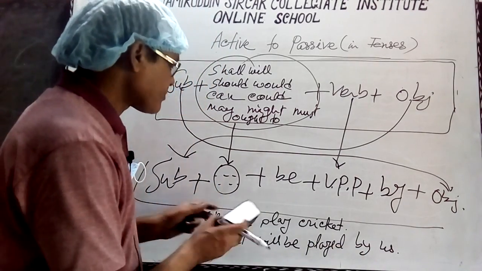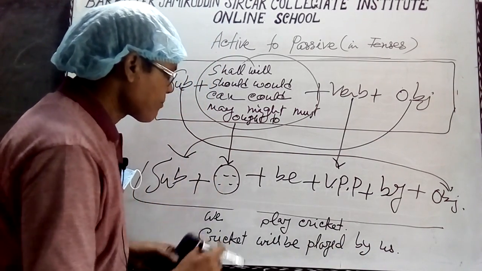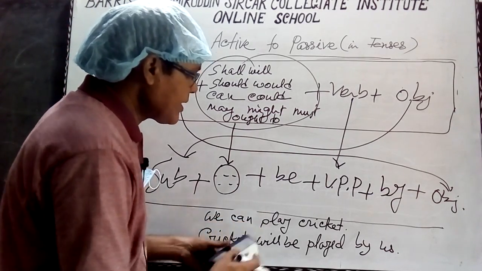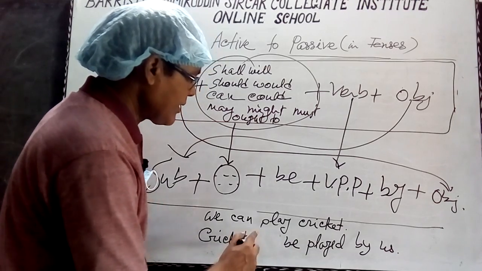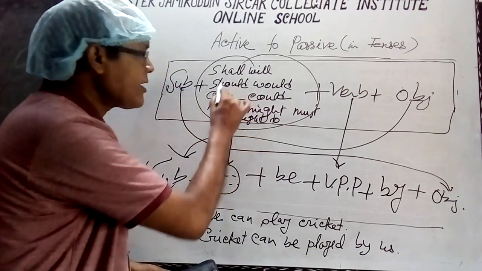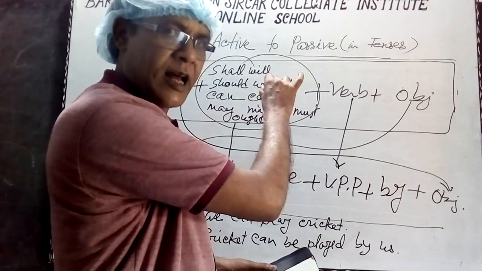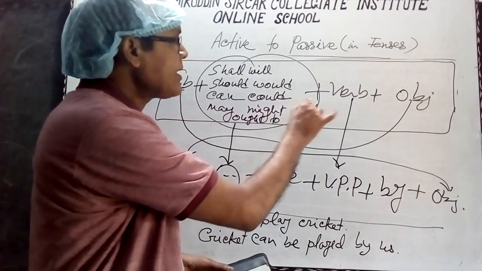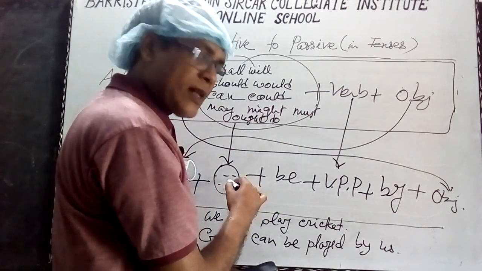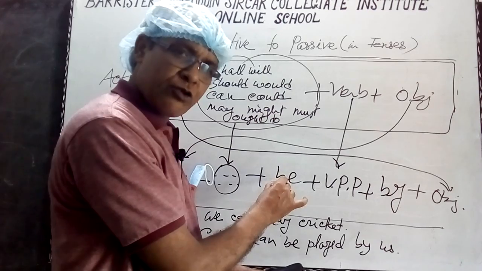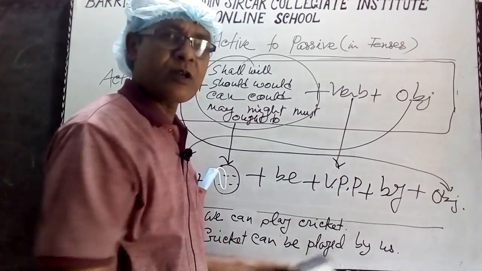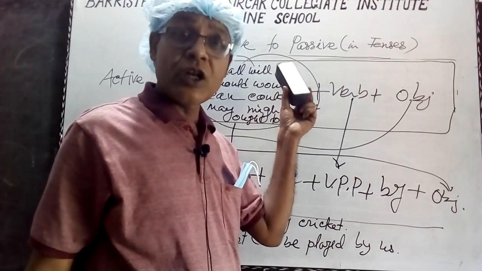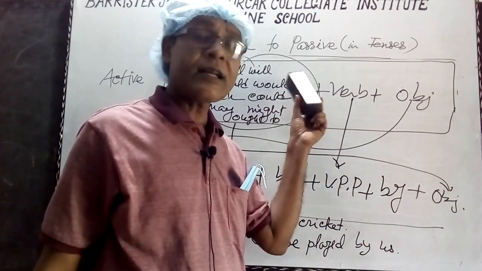If there is "can", there will be "can" here. Any kind of modal auxiliary, this modal will be the same here, and after the modals we must use "be", then the verb will be in the past participle form. This is the use of modal auxiliaries, active to passive.